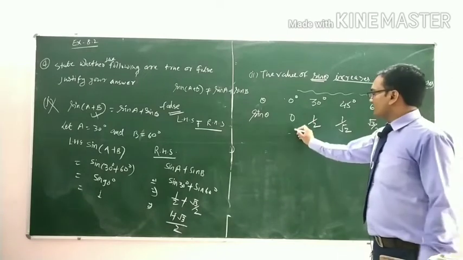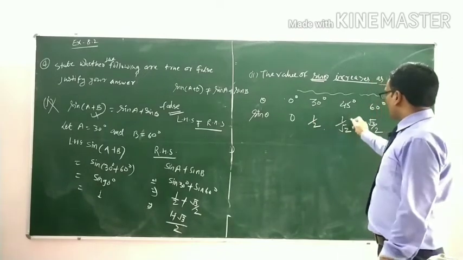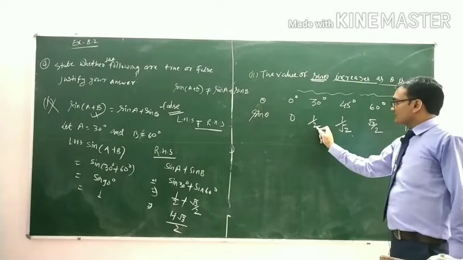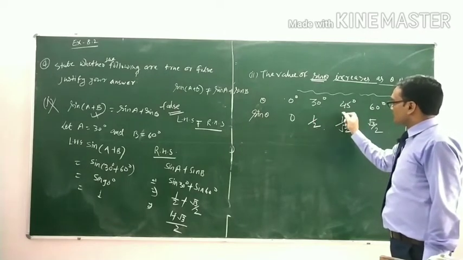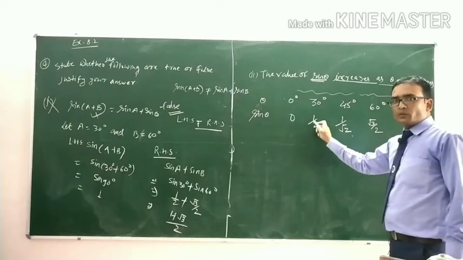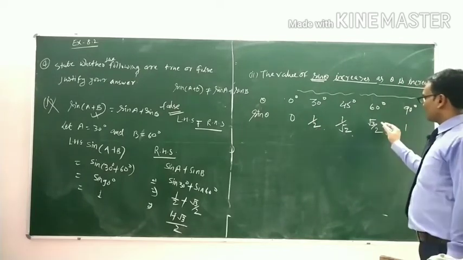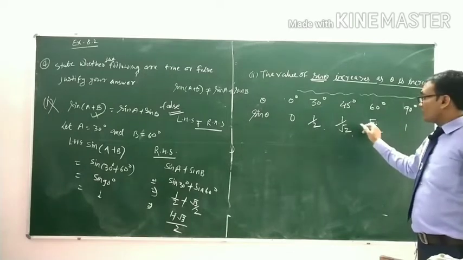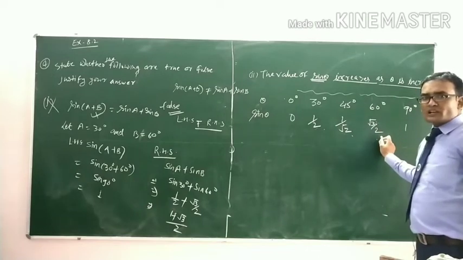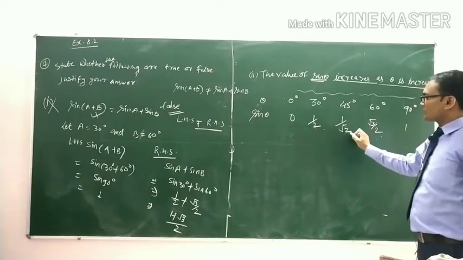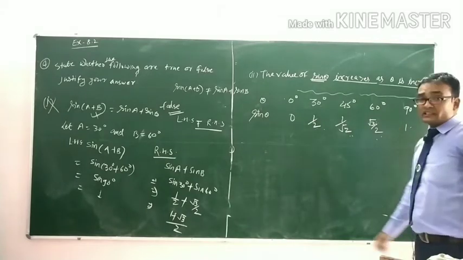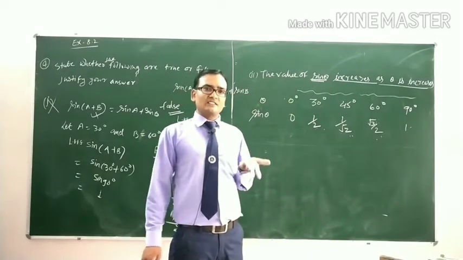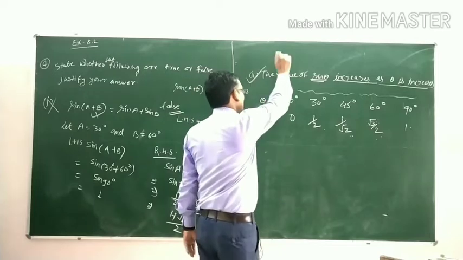Check 0, 1 by 2, 1 upon square root 2. Since 2 is greater than square root 2, 1 upon square root 2 is also greater than 1 by 2. And square root 3 upon 2 is also greater than 1 upon square root 2. That means sine theta also increases when theta increases. Okay, students, this statement is true.